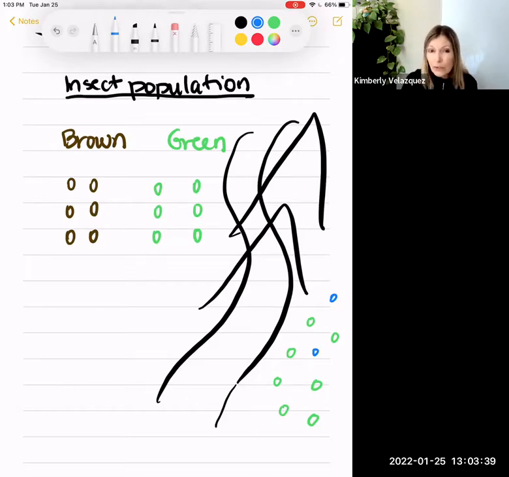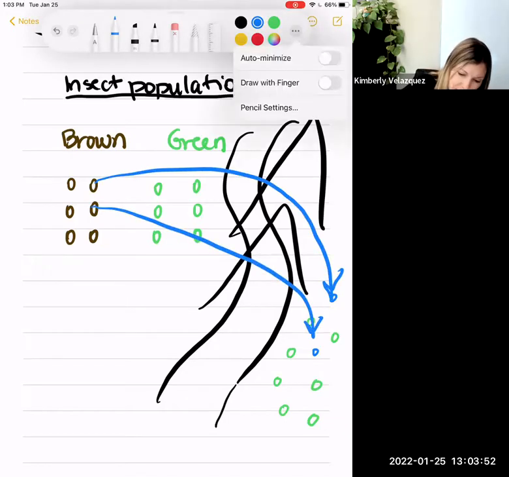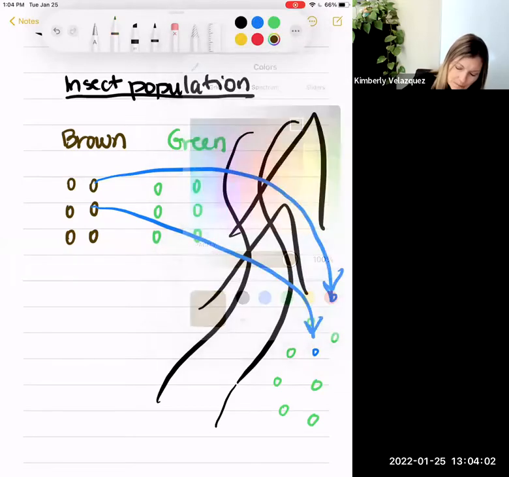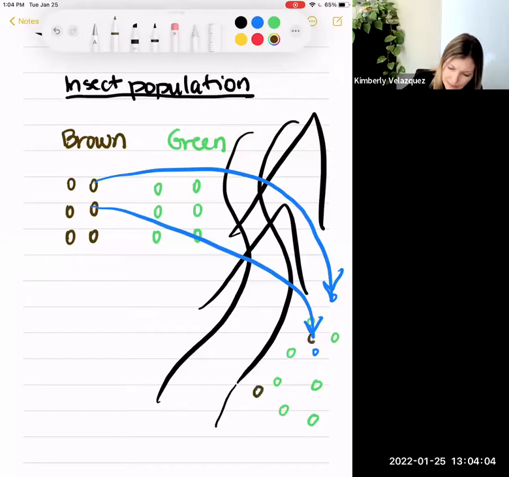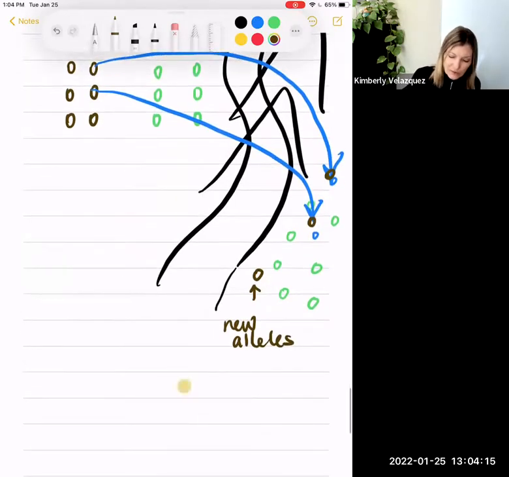There's a big storm, and some individuals end up going over to this other population. So let's say that now some of these brown ones get blown over here. When those brown ones join the population, they're bringing new alleles into that population with them. So now we have brown ones. And that's bringing new alleles into the population, not through mutation, but through migration. And that's called gene flow.